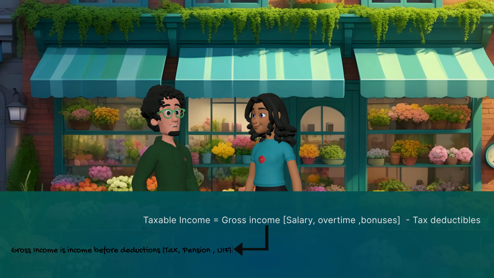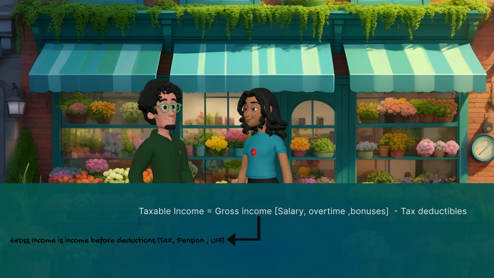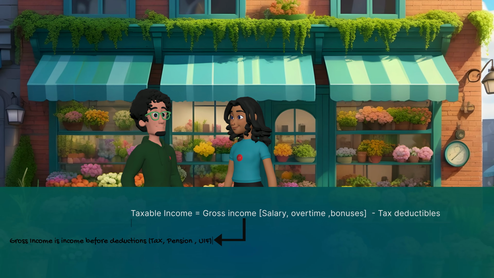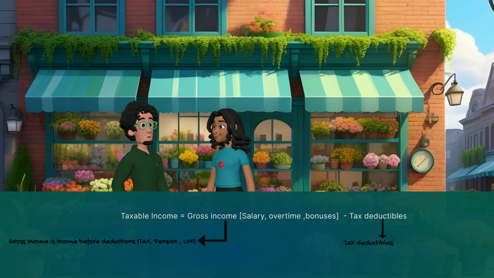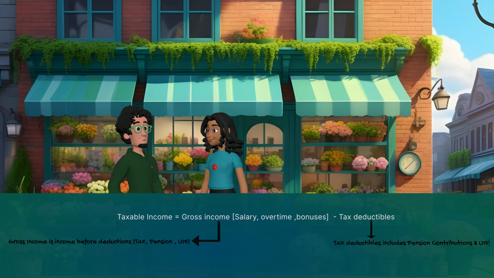From your gross income, you are allowed to reduce that base amount, the taxable income, that will be used to calculate your tax. You cannot just reduce your taxable income with anything you want, but only what has been allowed. Hence, there is a list of tax deductibles like pension contributions and UIF. Let's start with pension contribution as a deductible.